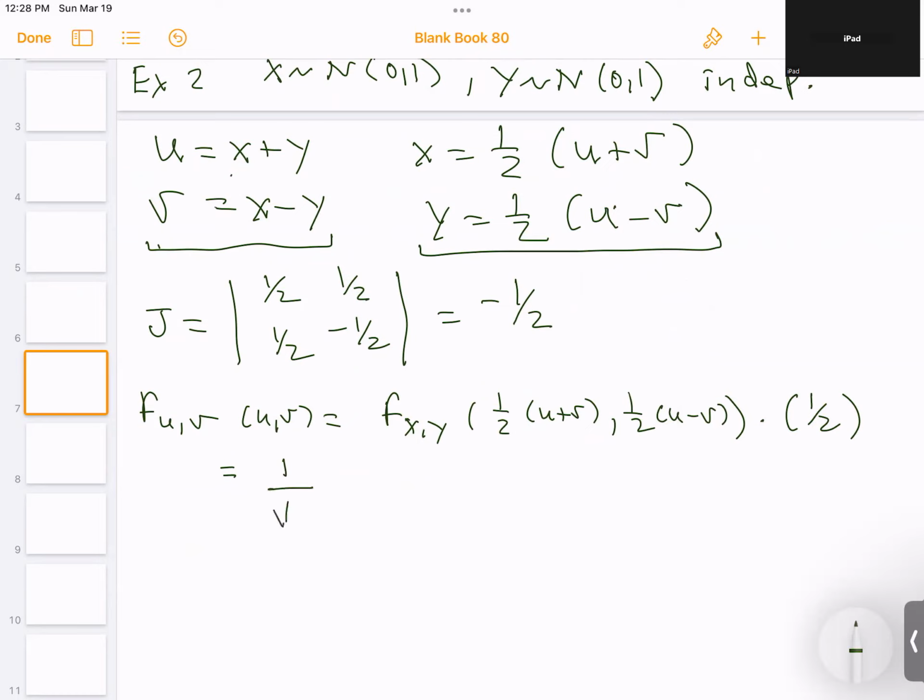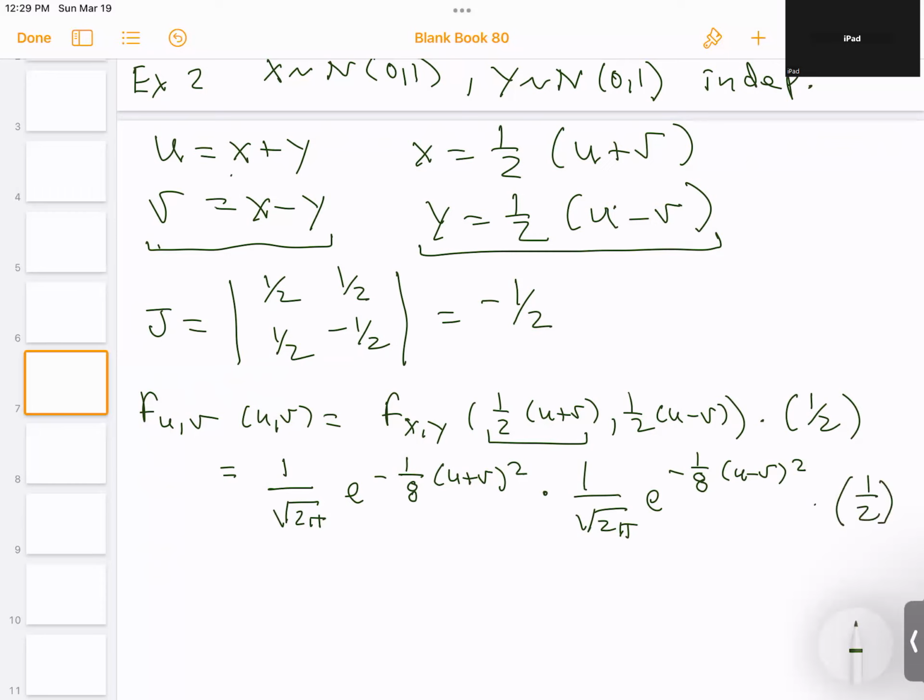So we have 1 over square root 2 pi here, and then e to the minus 1/2 of this squared, so I'm going to get an 8th here, actually minus 1/8 (u plus v) squared. I think that's it, right? That's right for the first one. The second one will look the same, only with a minus sign here. So 1 over square root 2 pi e to the minus 1/8 (u minus v) squared, and let's not forget we'll need this 1/2 here. Okay.